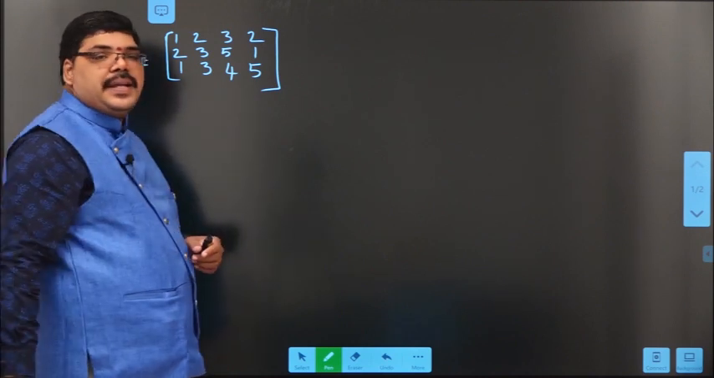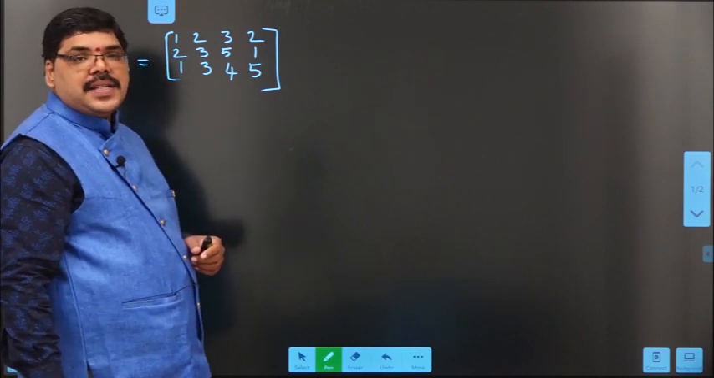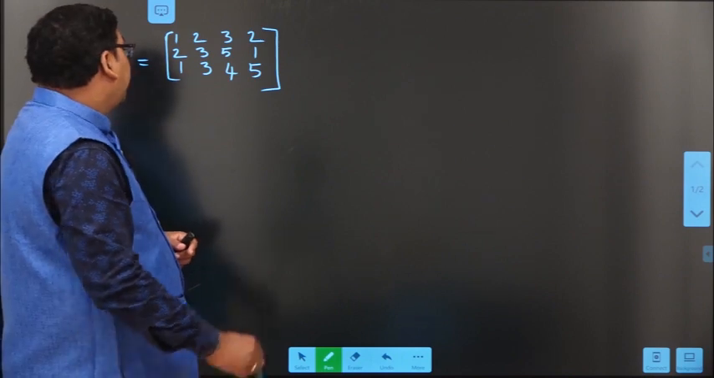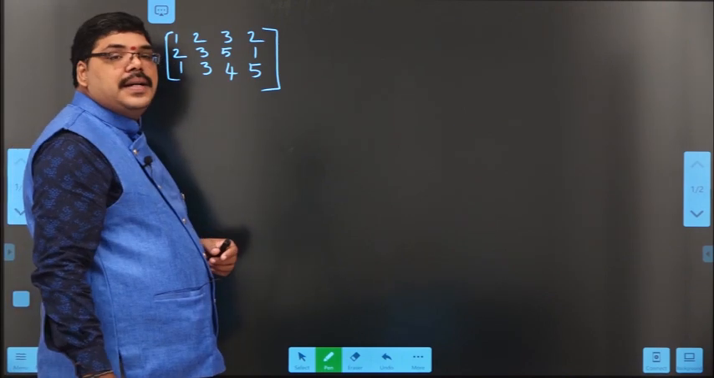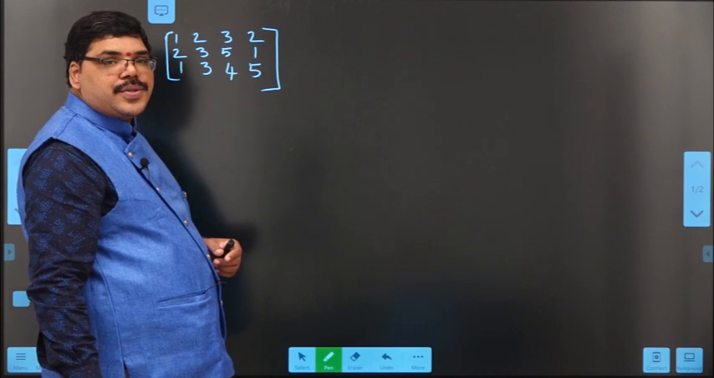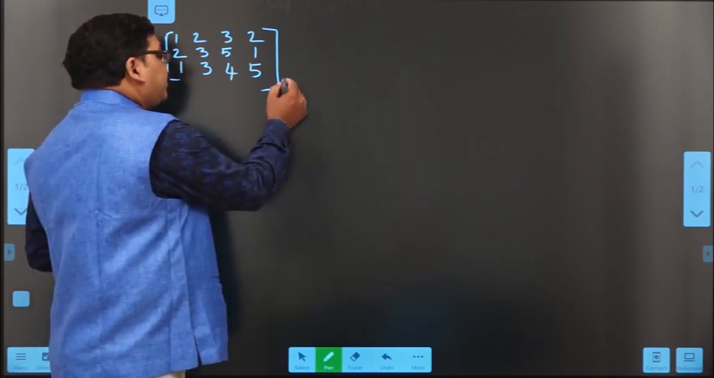Consider the matrix given here. What is the size of this matrix? The size of this matrix is 3 by 4. There are 3 rows and 4 columns.